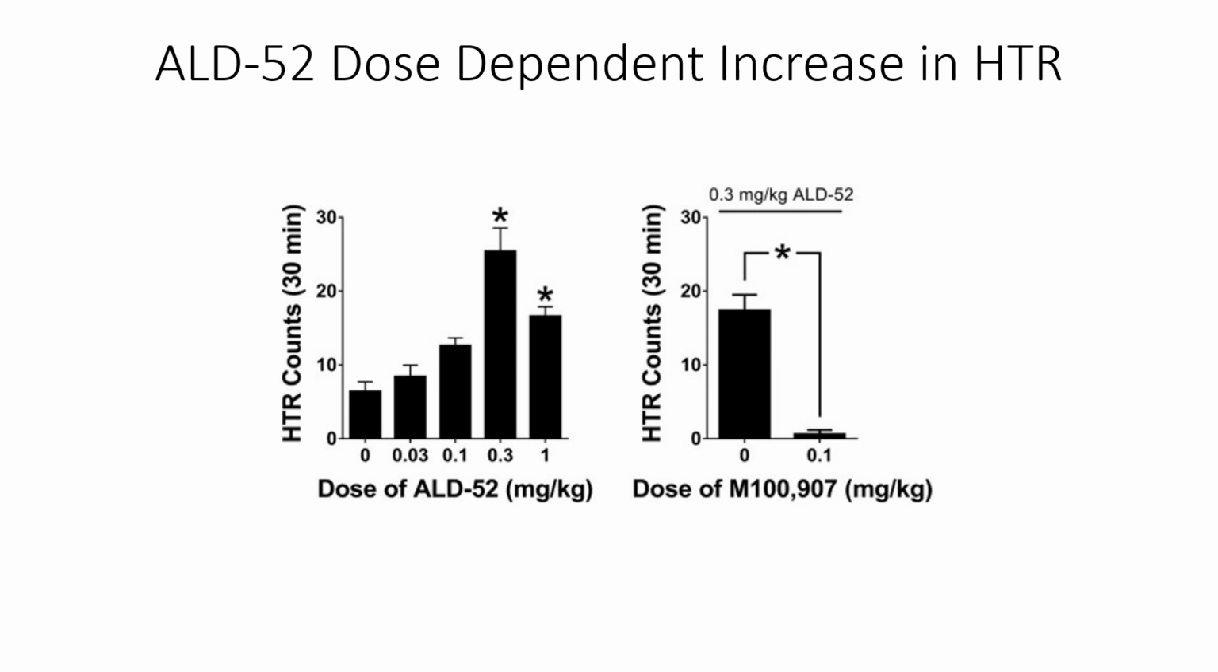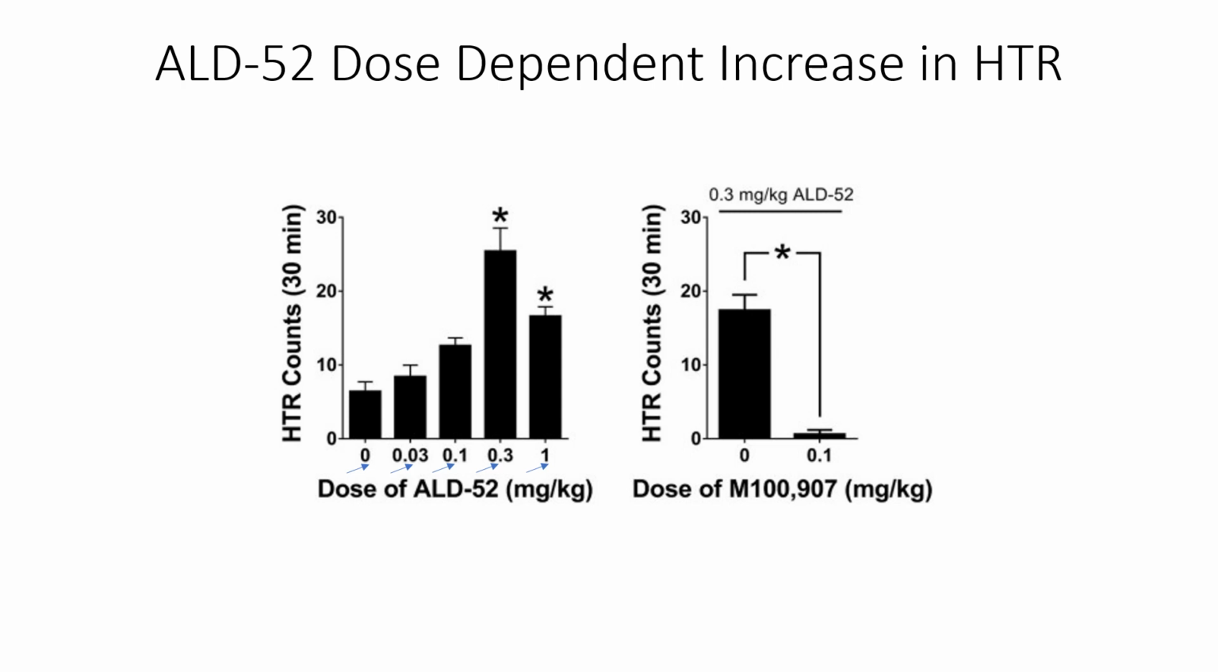ALD52 displays a dose-dependent increase in head twitch response. Let's look at the data to see. At a dose of 0 mg per kg of ALD52, we see a minimal HTR effect. As we increase the dose to 0.03 mg per kg, we see this effect increase. And at 0.1 mg per kg, we see an even greater effect in the HTR. At 0.3 mg per kg, we see the maximal effect exhibited by the head twitch response at the 30-minute time point. And at 1 mg per kg, the effect drops off.